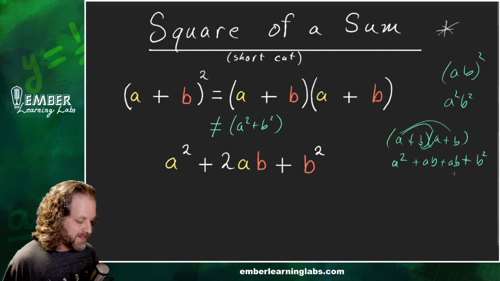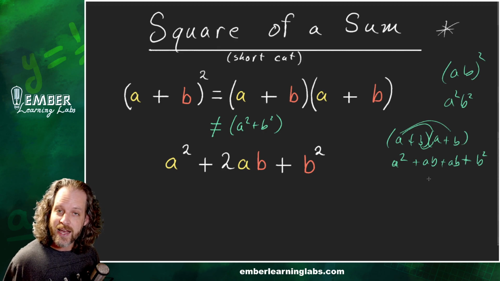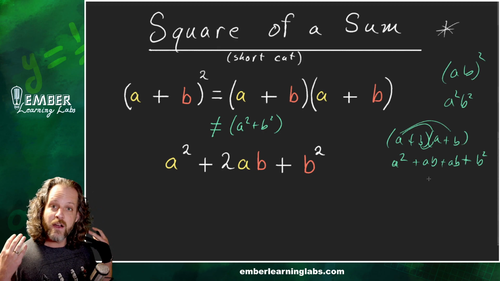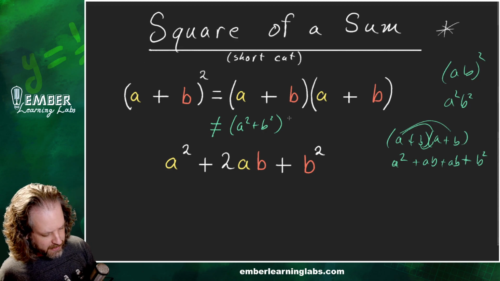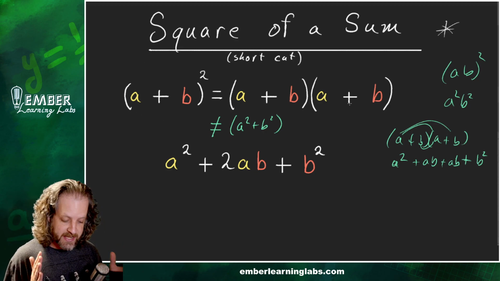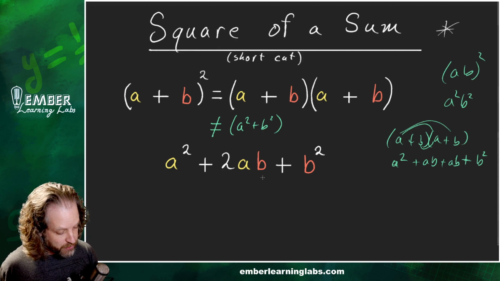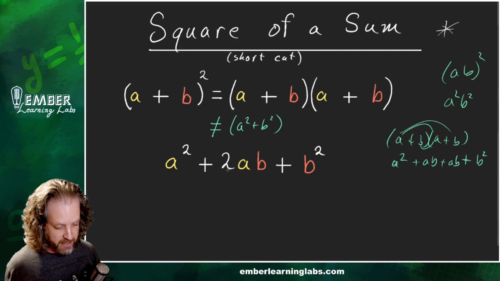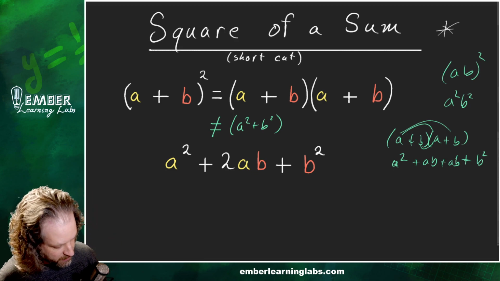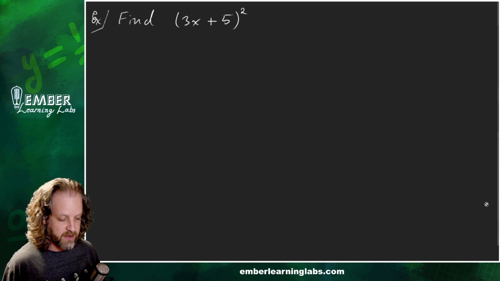Now, you notice that these two middle terms, the outside and inside terms, are the same. And this is always going to be true. If we're squaring a binomial, then those outside and inside terms are the same. So it's plus 2 times those two things multiplied together. This is just a shortcut for when we're squaring a binomial. Let's do an example and show you what we're talking about.